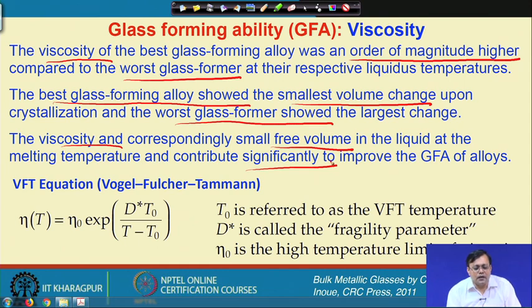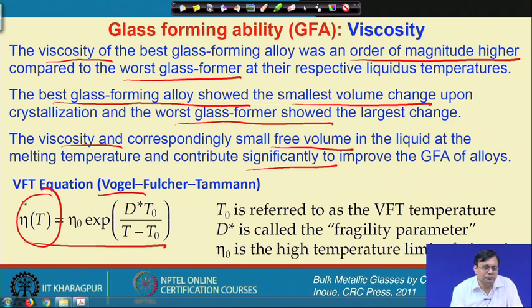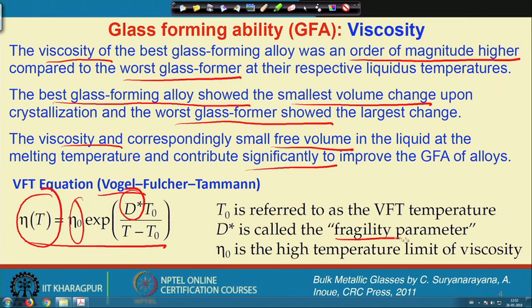However, these understandings require some mathematical expression, and Vogel, Fulcher, Tammann basically described this with an Arrhenius type of equation, where the viscosity at a given temperature depends on the high temperature limit of the viscosity, and D star here is referred to as the fragility parameter, and T naught is referred to as the VFT temperature. These two appear to be constant for a given alloy.